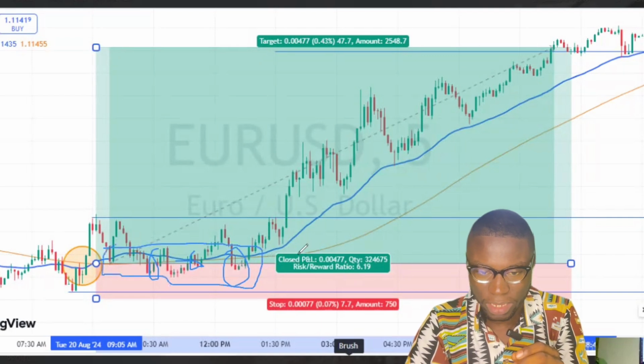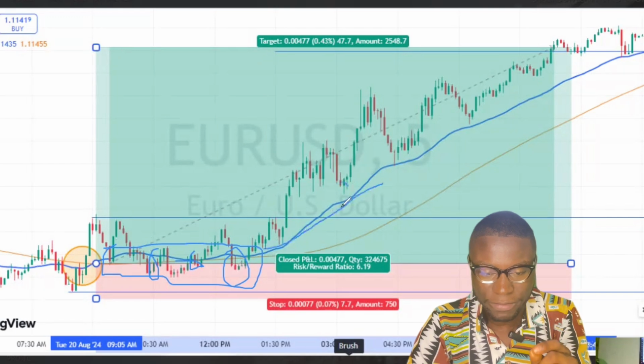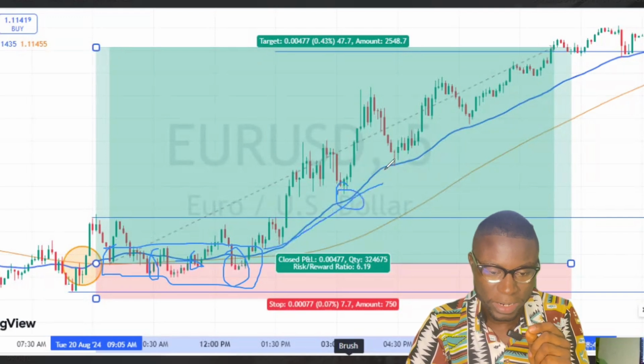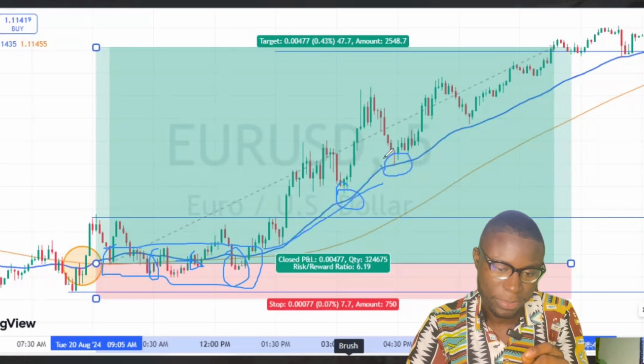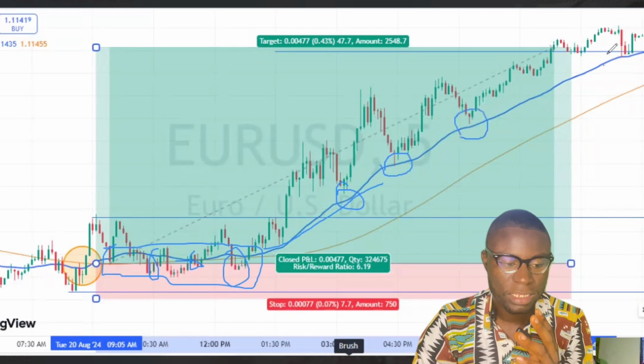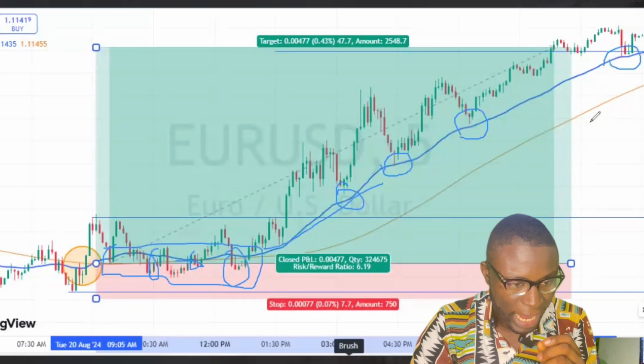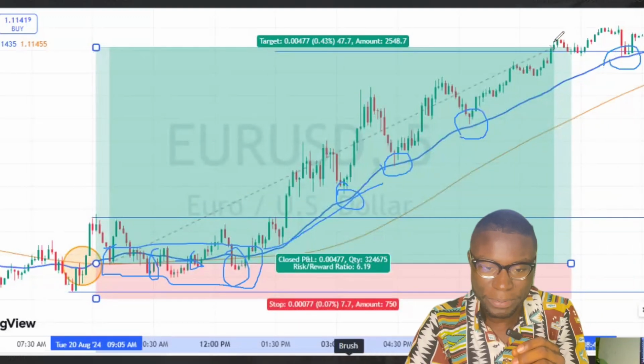So you can see after that, price began to move. You can see here it respected the blue moving average. Here it also respected the blue moving average. At about this point, it also respected the blue moving average. Same thing here. So the blue moving average was our trailing stop until price came here and smashed our TP.